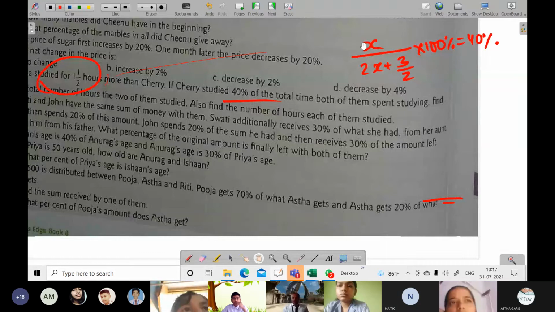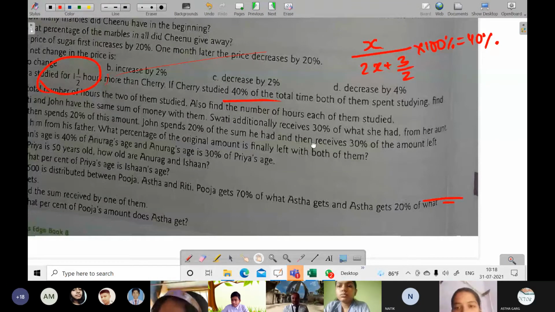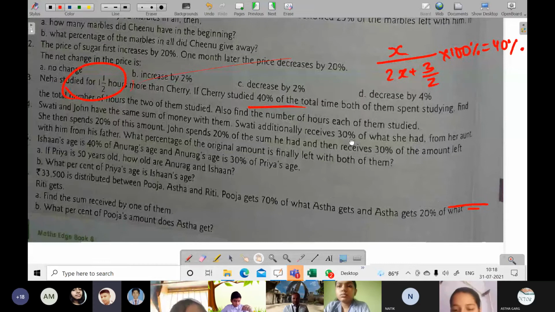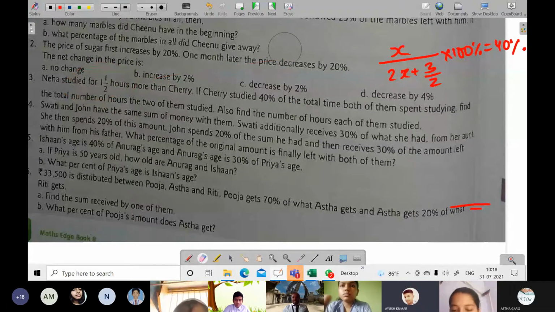Not understood. Sir, I don't understand this. Okay, so let's see. I'll explain this again. If you had not understood, simply just see.